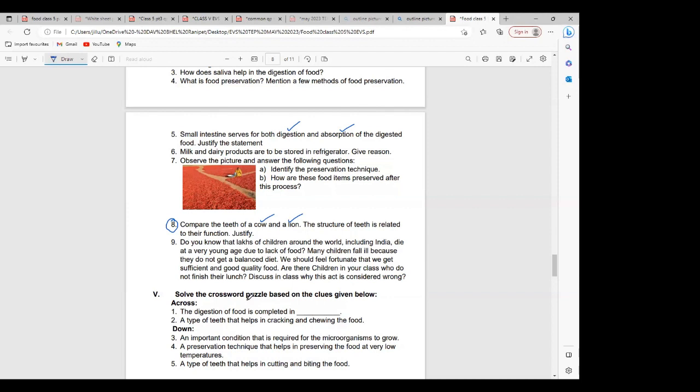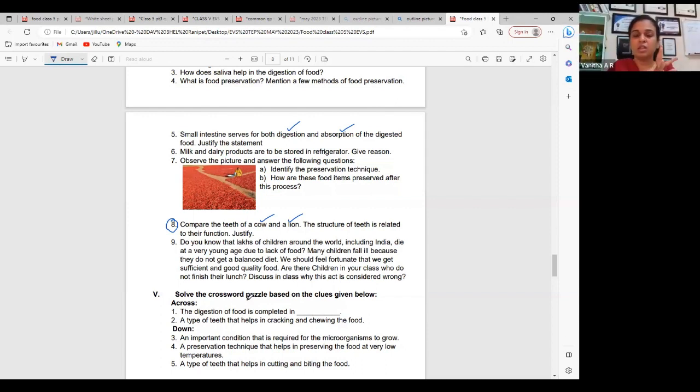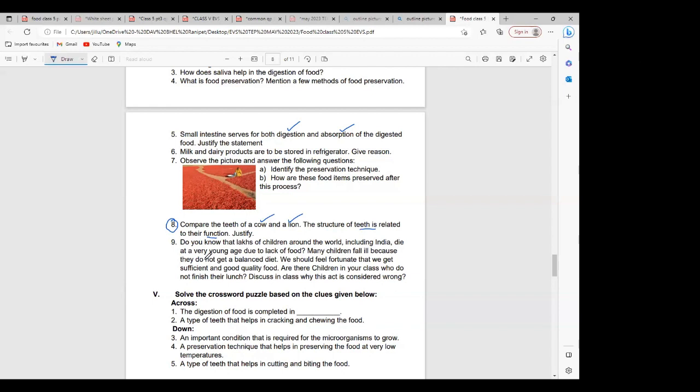It's to tear, yes, of course. So the child has to write: a cow's teeth, they have the incisors, which help to cut and bite, but a lion's teeth are sharp. It's called a canine, to tear the flesh. Why? The structure of the teeth is related to their function. Because a cow is a herbivore, it needs flat cutting teeth. It doesn't want sharp teeth because the sharp one is always used to tear flesh.